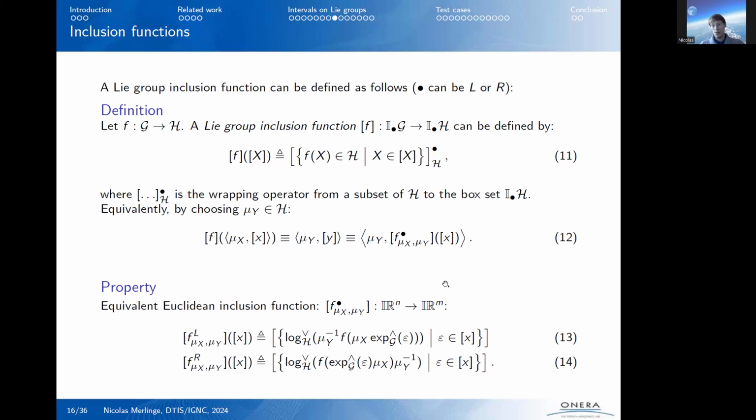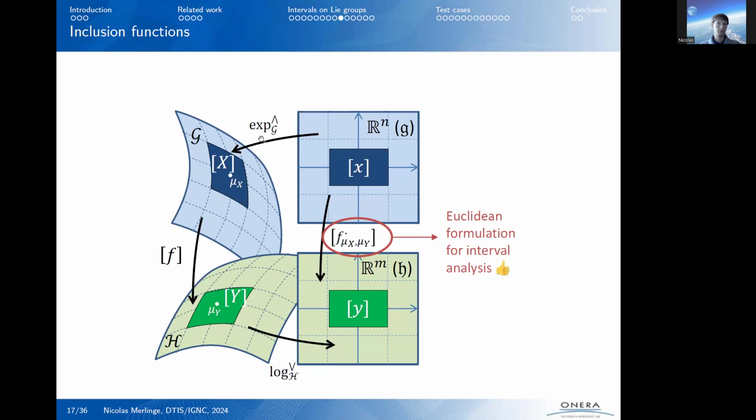And I can define it using the bijection on the two groups, the input group J and the output group H. And I can express it in the left or in the right convention, depending on which side I choose to define my problem. So we can also show some properties of convergence. We have an equivalence between the convergence of the Euclidean equivalent inclusion function and the group function. And this allows us to manipulate Lie group boxes with functions that are in the Euclidean space. So basically, I started from a function from one Lie group to another Lie group. And thanks to the bijection, I translated it into a Euclidean equivalent formulation that will be much more convenient to perform interval analysis.